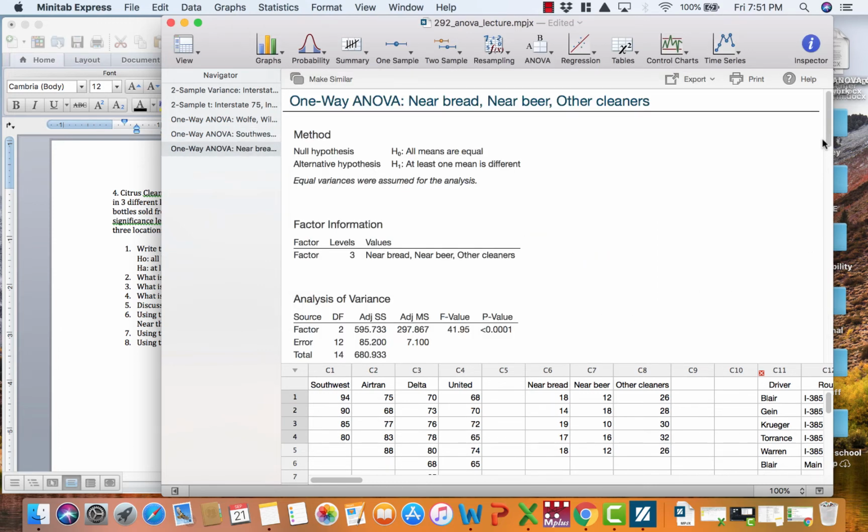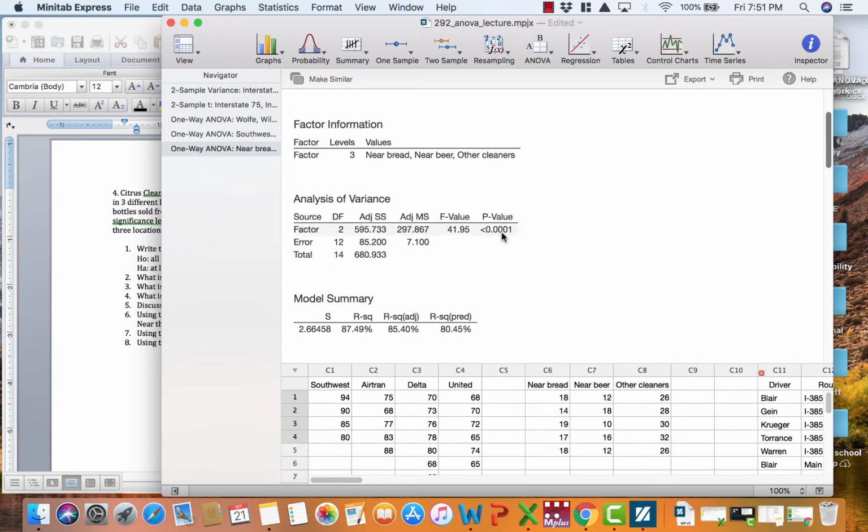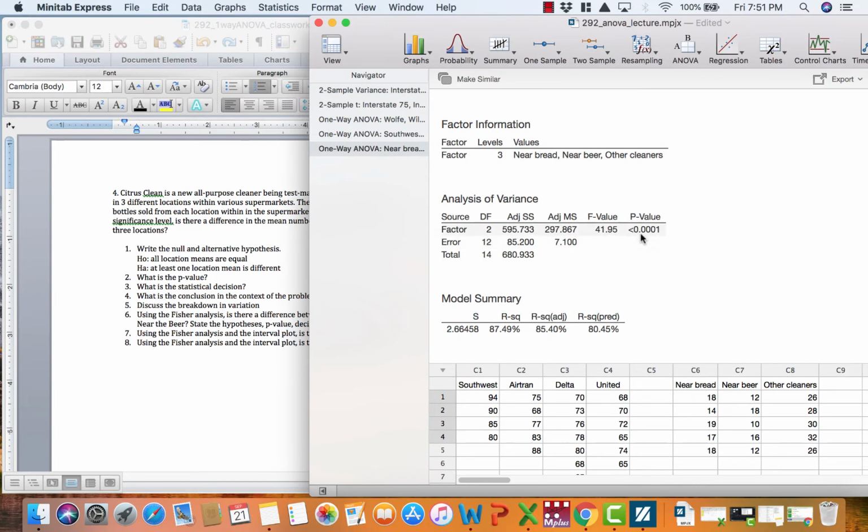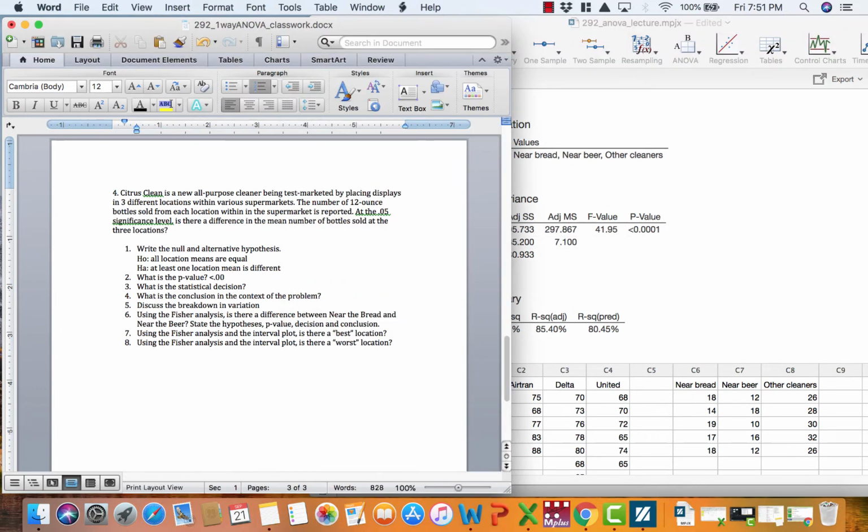We scroll down to our ANOVA table, and here's our p-value for our ANOVA hypothesis test. So our p-value is less than 0.0001. Since less than 0.001 is less than 0.05, we reject the null. What does that mean? We can conclude at least one location mean is different. Do we know which location? Do we know if it's all locations? No, we don't. We don't know anything more yet.